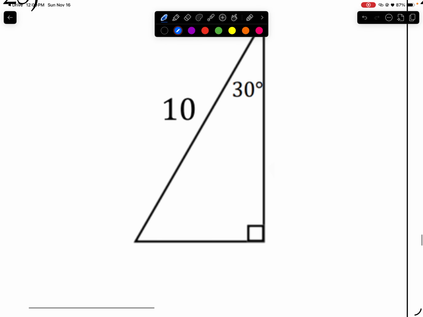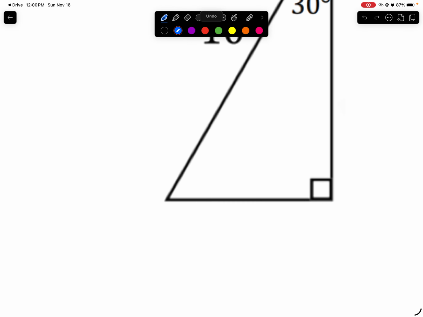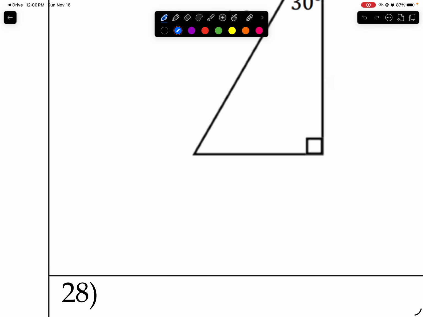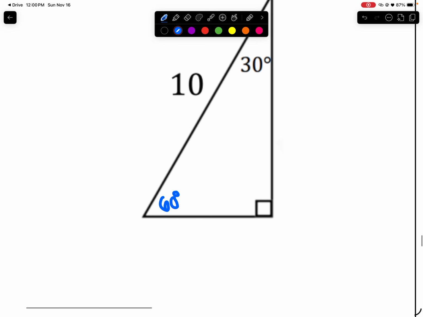Given 30 degrees up here at the top, and we have 90 at the bottom right, that means this is going to be 60 degrees over here in the bottom left. So your ratios across from 30 is going to be 1, across from 60 it's going to be root 3, and then across from 90 is going to be 2. So once again, divide going in. So 10 divided by 2 is going to give you 5.